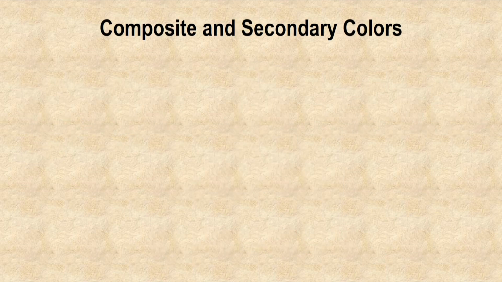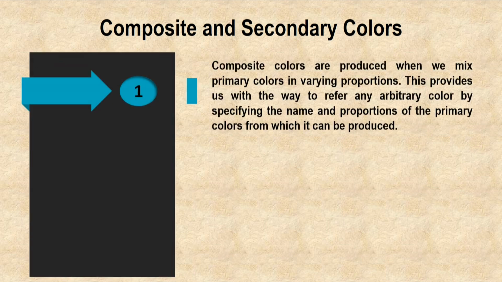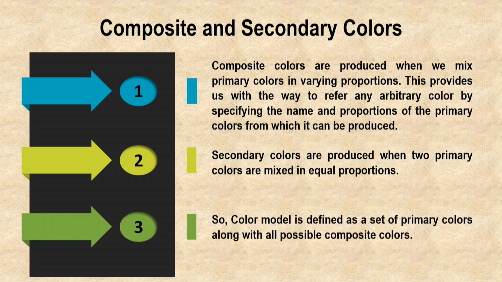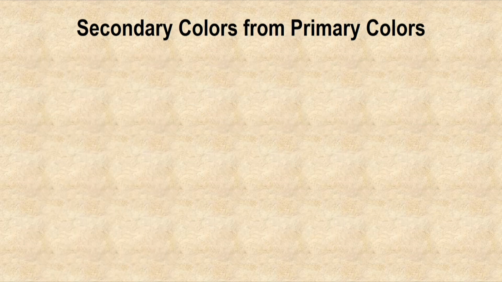There are further two different types of colors, composite colors and secondary colors. Composite colors are produced when we are mixing together primary colors in varying proportions. This provides us the way to describe any abstract color by specifying the name and proportion of the primary colors from which it can be produced. Secondary colors are further produced when the two primary colors are mixed in equal proportions. So, a color model is defined as a set of primary colors along with all possible composite colors. Secondary colors that we can achieve from the primary colors.